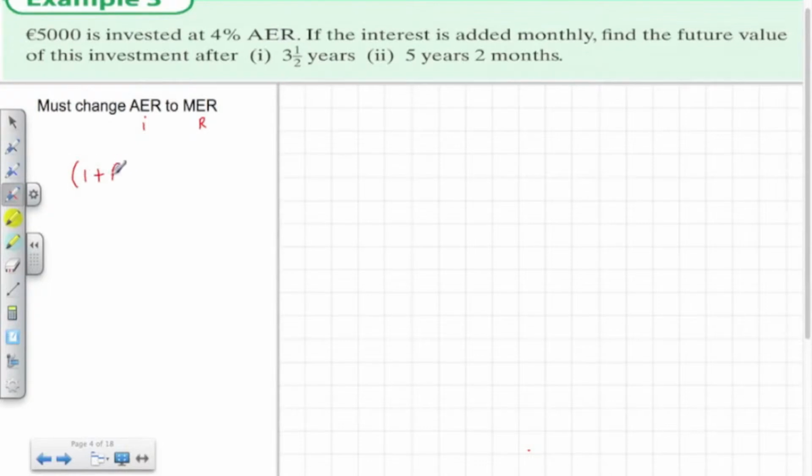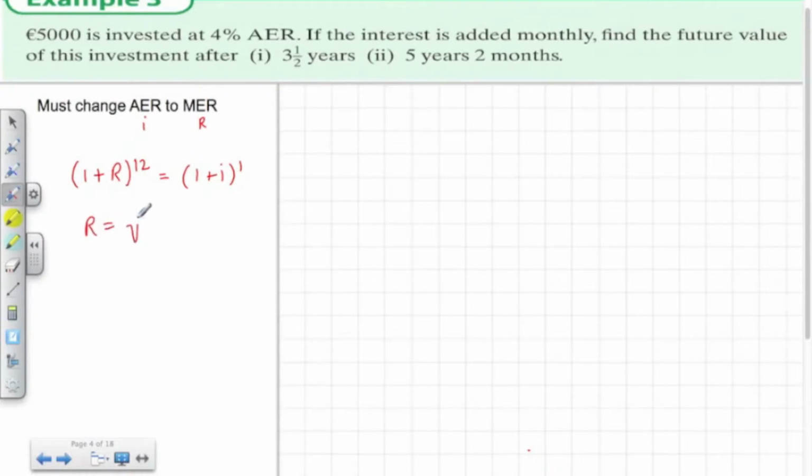Now the multiplier for the monthly equivalent rate is 1 plus R, and when we apply this 12 times, it's the same as applying the annual equivalent rate 1 plus I just the once. Therefore we have this equivalence ratio. This should be known by heart.